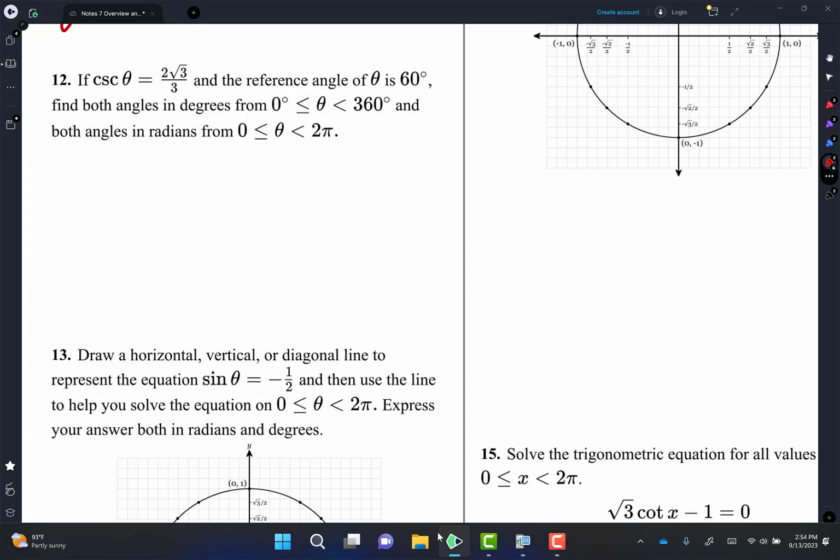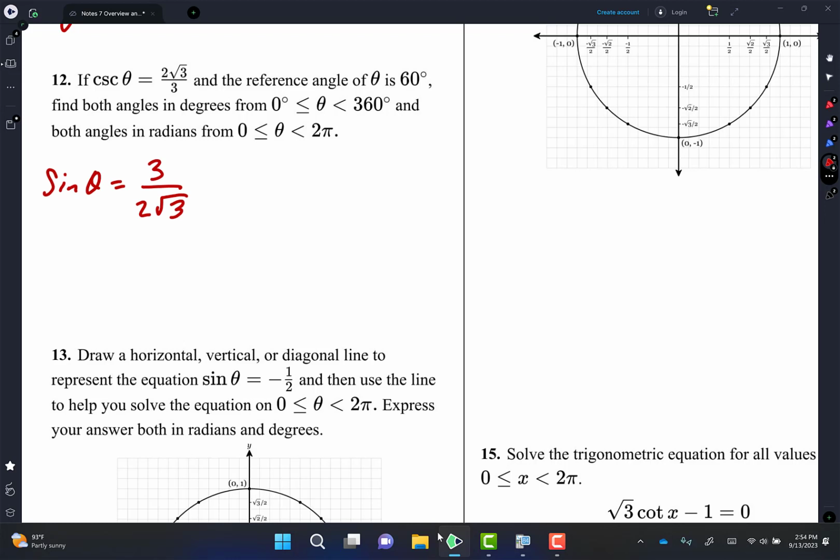All right, here we go, guys. Focus. The reciprocal of cosecant, in case you don't recognize it. So here we go. I'm going to write sine theta equals, and I'm just going to take the reciprocal, 3 over 2 square root of 3. And I know what you're thinking. That's not on the unit circle. That's not a perfect coordinate.